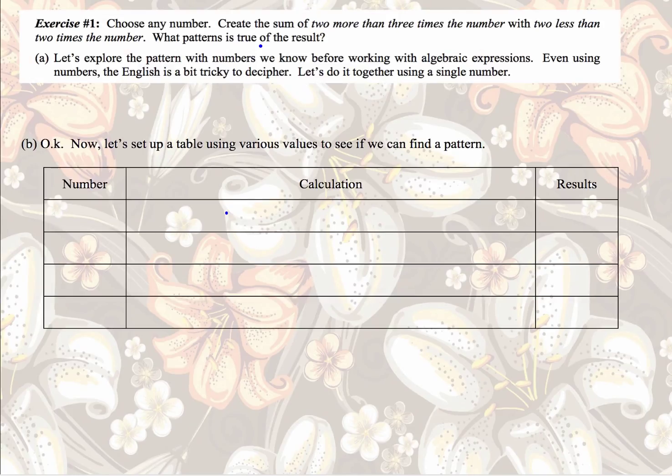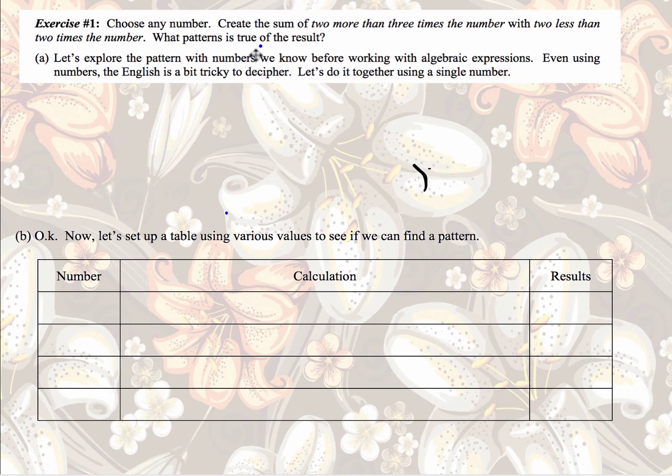Okay, so for example, here's a word problem. It's about choosing a number, and we're going to try and see the pattern. But first I'm going to move down here, give us some room, and erase that little stray mark I just made. All right, and now we're going to practice reading this to see if we can get some math out of it.